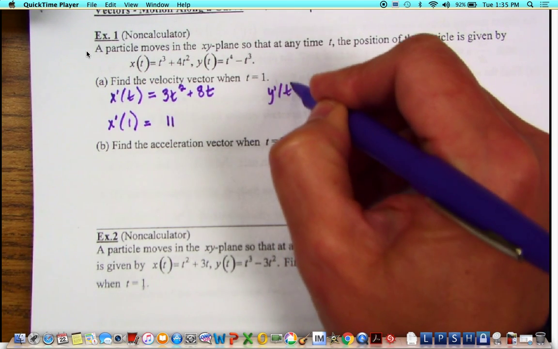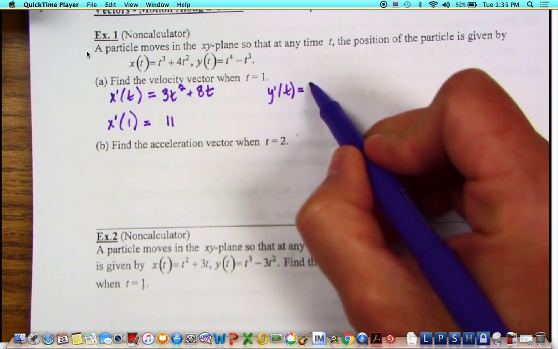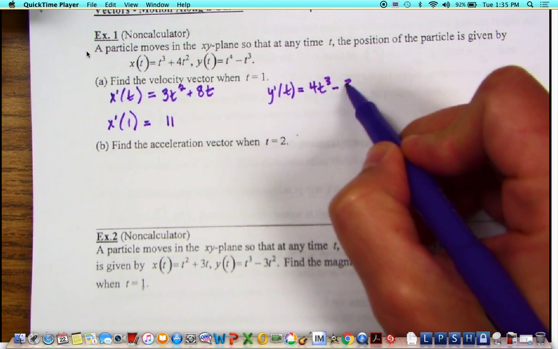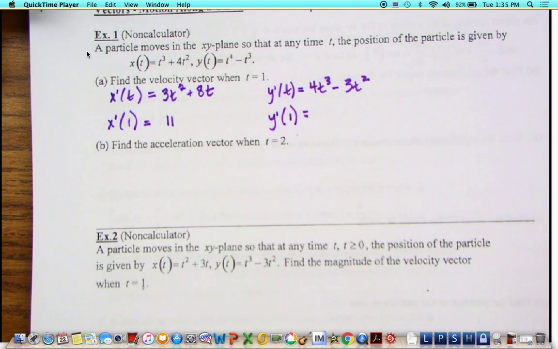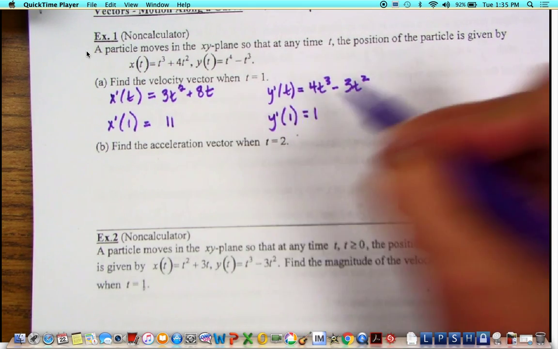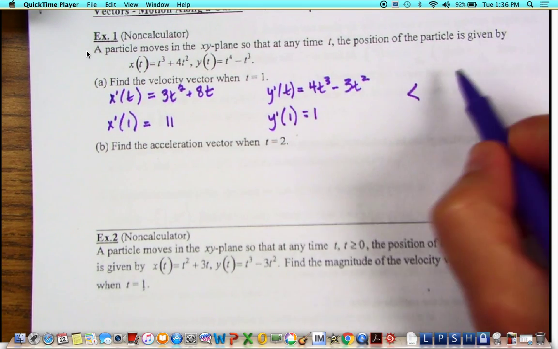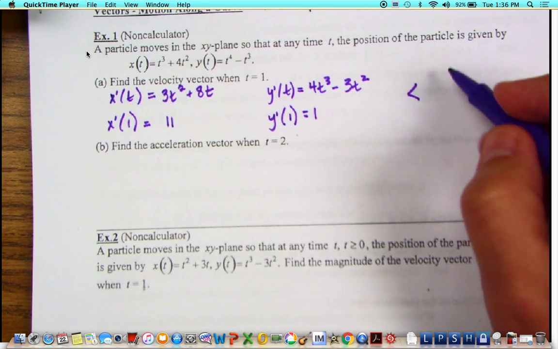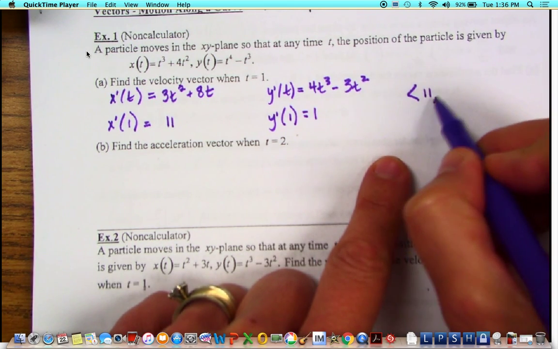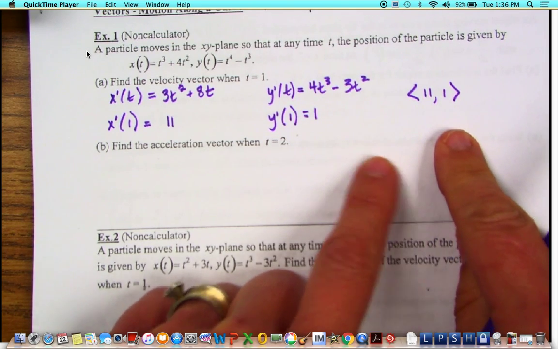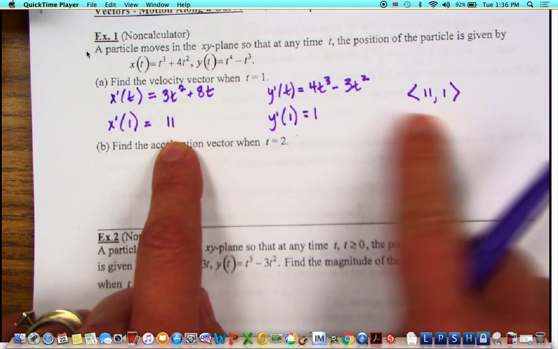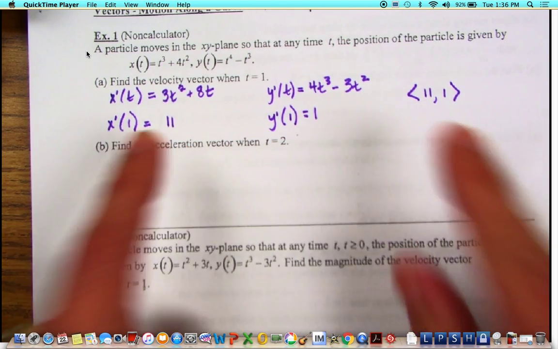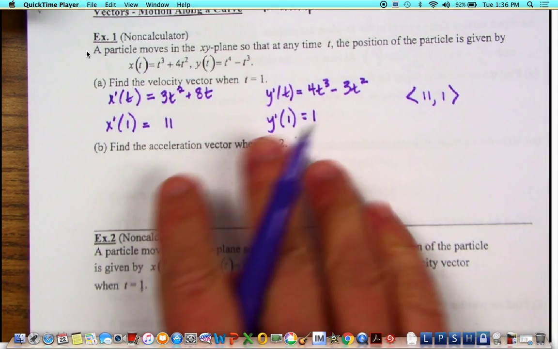And now I need y prime of t, which is 4t cubed minus 3t squared. And I also need to calculate that at 1, which is 1. So my velocity vector at t equals 1 is (11, 1). You could leave it just like this, just so you know, if you're taking the AP test, you don't have to write it in this fancy little vector form. You can leave them just like this.